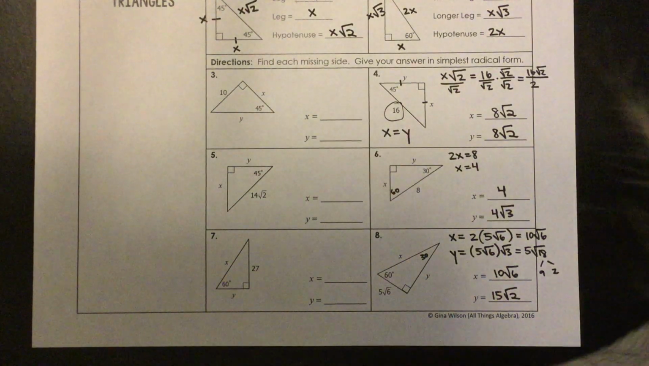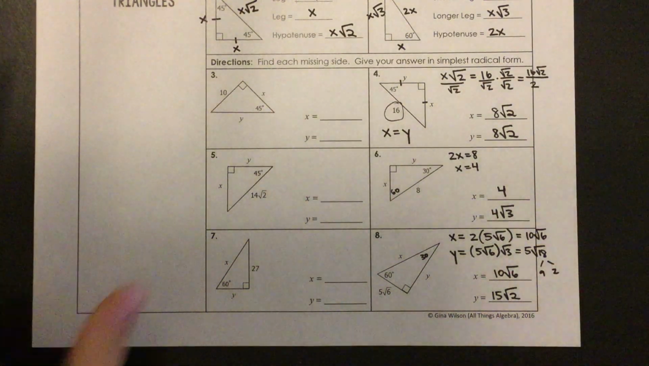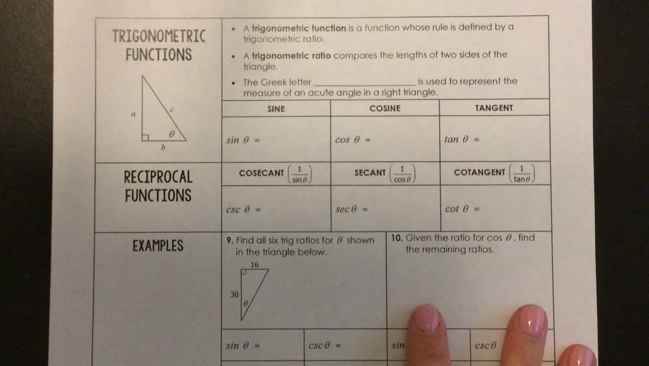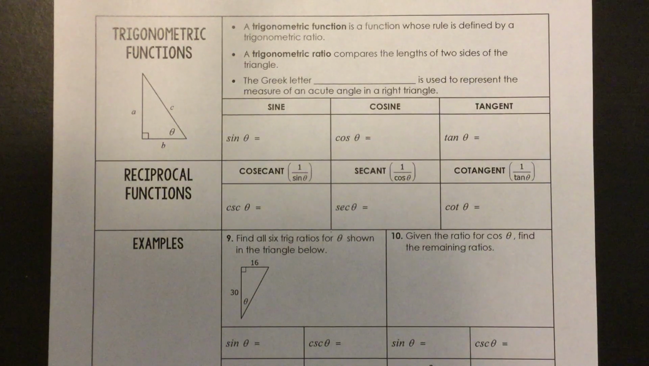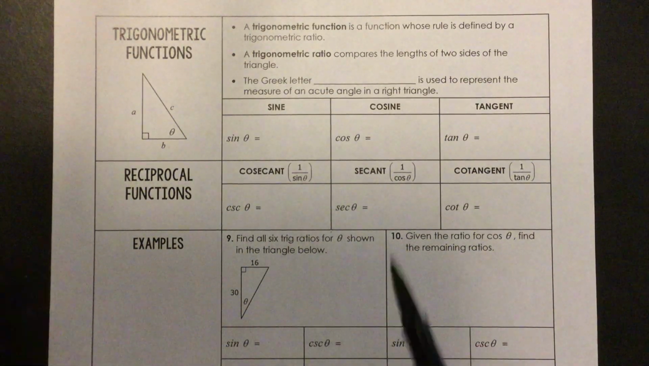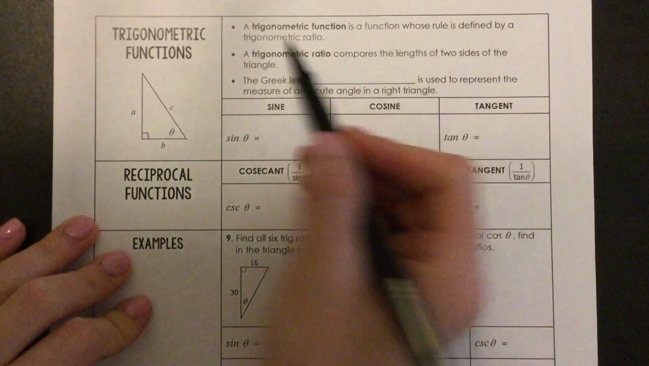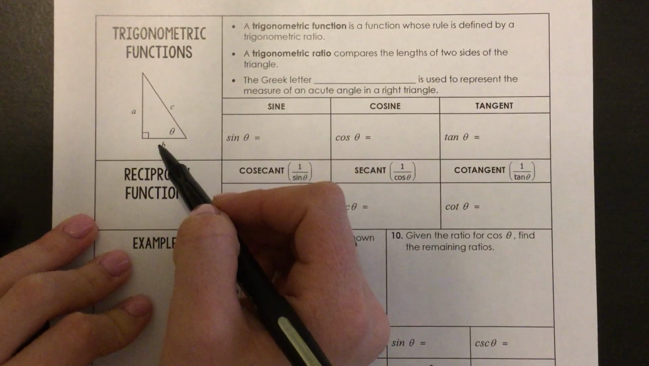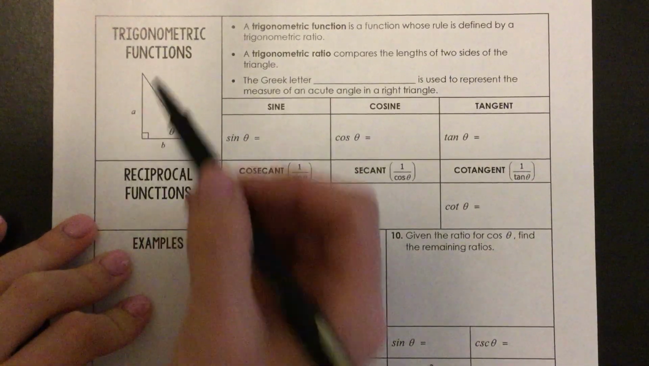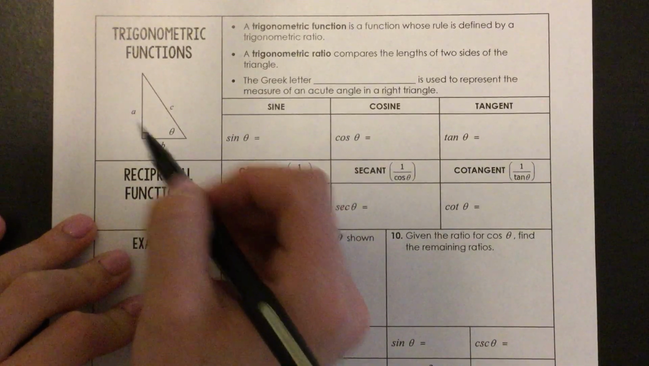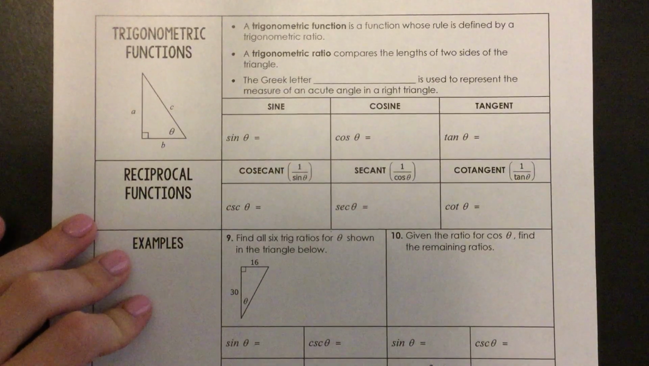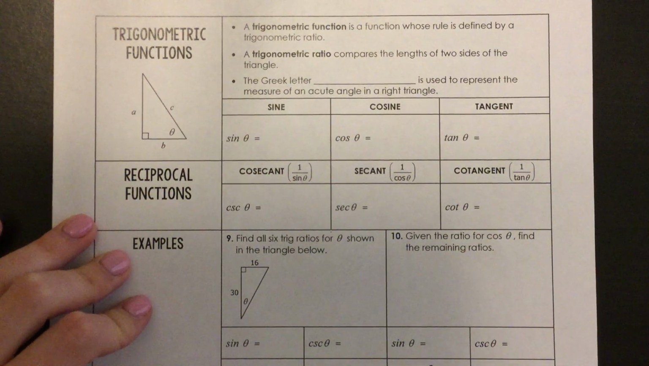Next page, we start looking at some trigonometric functions, and this, again, should just be a review from what you guys did in geometry. So our trig functions, you guys hopefully remember SOHCAHTOA. A trig function is a function whose rule is defined by a trigonometric ratio. So a ratio would be one side length in the numerator, one side length in the denominator. So between A, B, and C, we could come up with 6 possible different ratios, and each of those 6 possible different ratios has its own name.